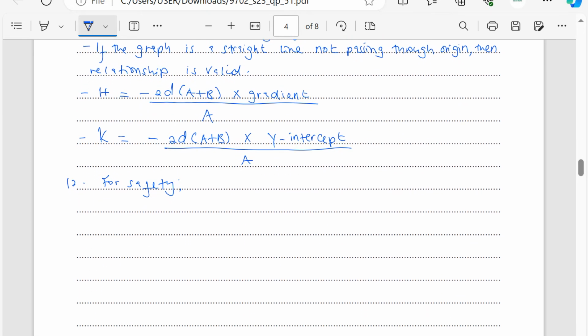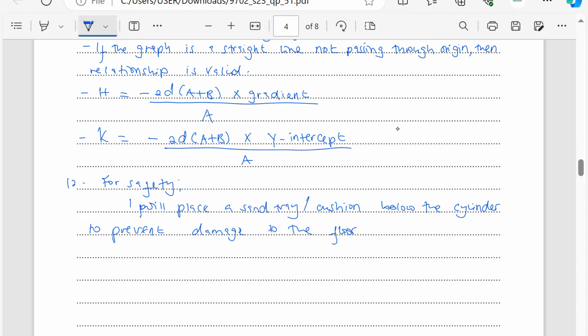Then the last thing is just for safety, so we'll call this one 12. The safety precaution, the marker could be given on the diagram because I've already added the sand tray. So for safety, I will place a sand tray, or you could put a cushion below the cylinder to prevent damage to the floor or injury in case it rolls on the floor. Okay, so that is for safety.